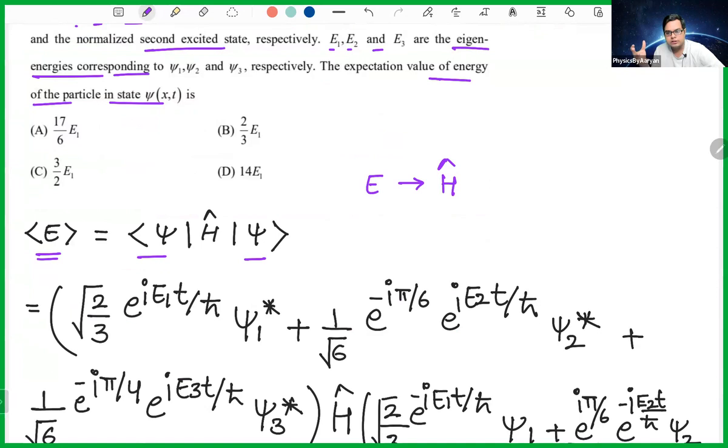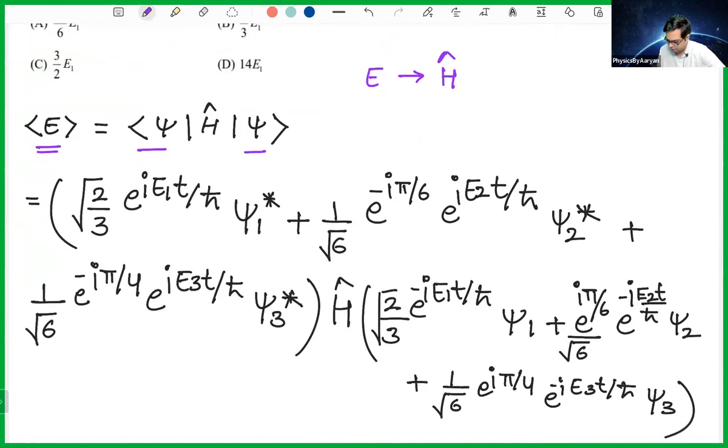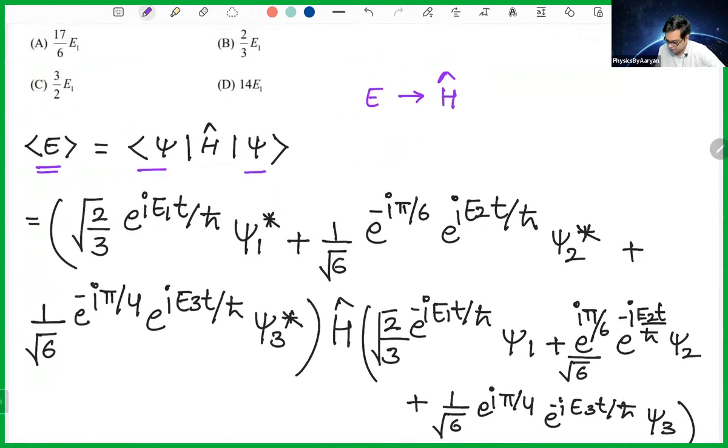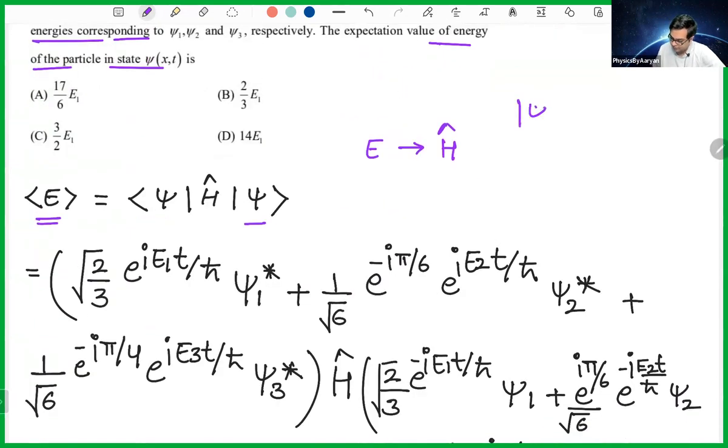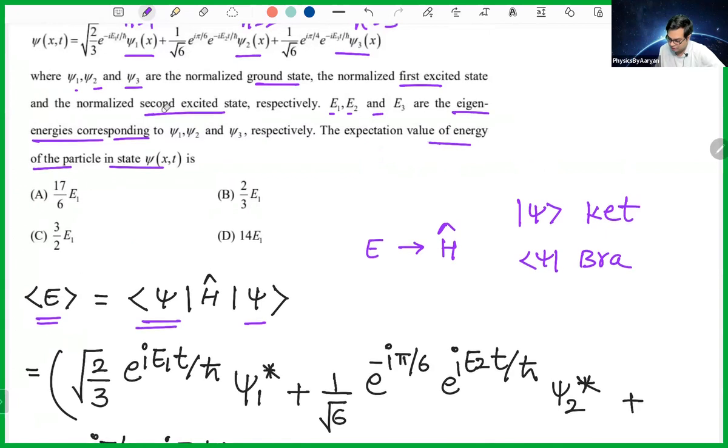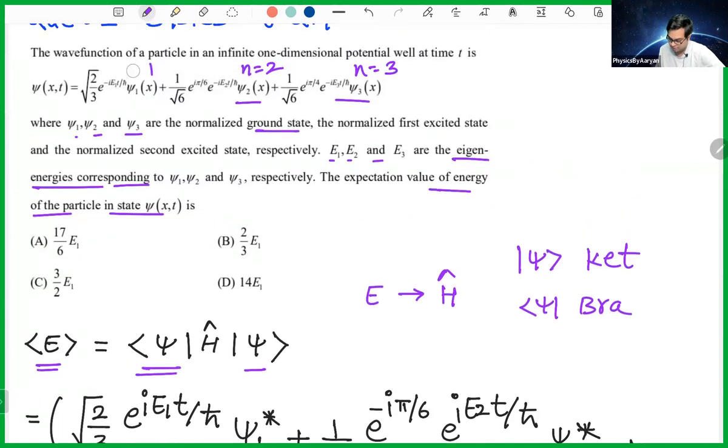We already know the values, so I am putting in the value of the wave function. This is my wave function. If you have a symbol like this, it is known as a ket, and ket means you write your wave function as such. But if you have a symbol like this, it means bra, and bra means you have to take the complex conjugate. So first I have to do the bra. Let's take the complex conjugate of my wave function.